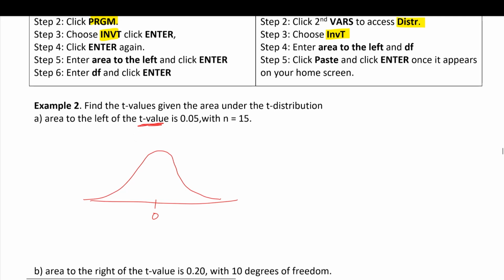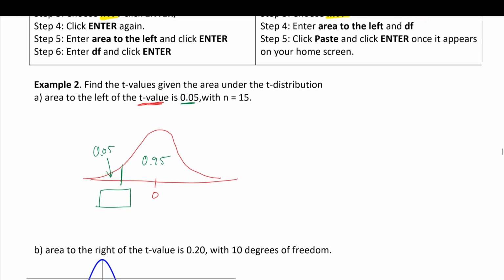So how do we find that? Let me change colors here. We want the area to the left to be 5%. I know 0 cuts this distribution in half, 50% and 50%. But a t-value that would give you a left area of 5% should be somewhere around here, where this area is 0.05, and then the remaining portion would be 0.95. So this is the value that we're looking for.